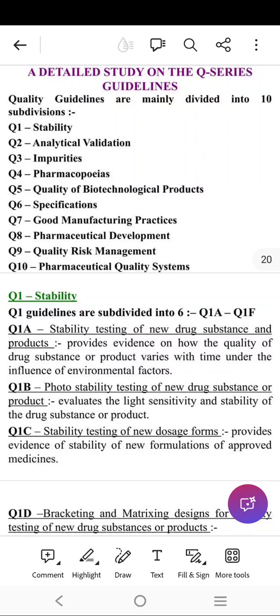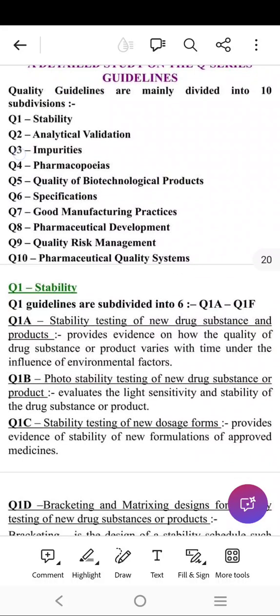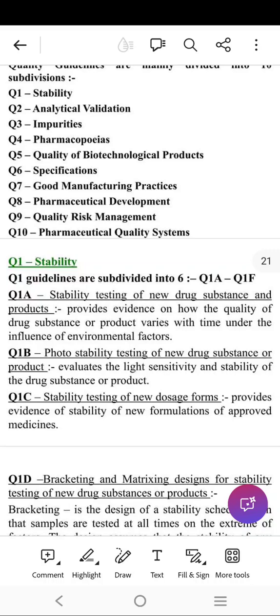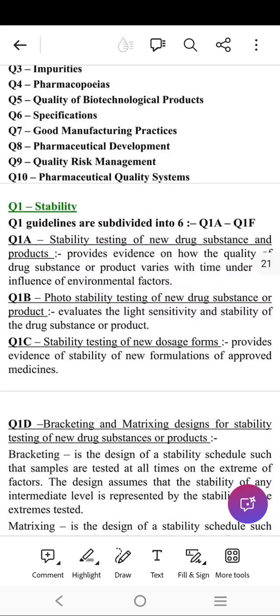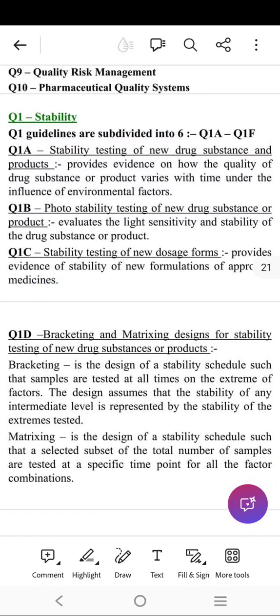I'll explain in detail. The quality guideline is mainly divided into 10 subdivisions. Q1 includes stability, Q2 analytical validation, Q3 impurities, Q4 pharmacopoeia, Q5 quality of biotechnology products, Q6 specification, Q7 good manufacturing practice, Q8 pharmaceutical development, Q9 quality risk management, Q10 pharmaceutical quality system. Let's discuss Q1.